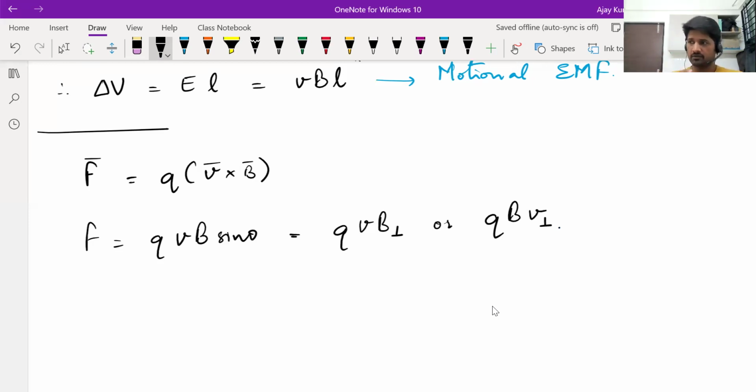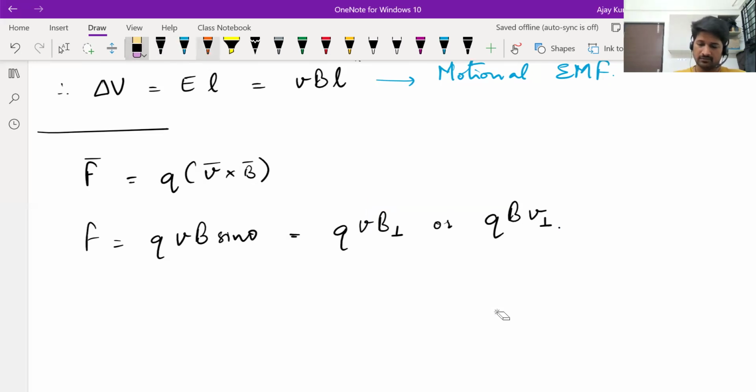Why should you take the component of velocity perpendicular to the magnetic field? Because for the cross product, that is what matters. That's how magnetic force acts. That's how it behaves. So keep the magnetic field as it is and take the velocity component perpendicular to it. Or you can do the other way also. Keep velocity as it is and take the magnetic field perpendicular to velocity. You have to take mutually perpendicular components.